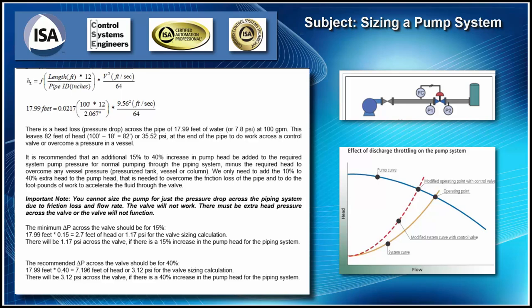Obviously this pump's a little big, but it may be for future expansion. You may be planning on adding some more to the system later on, so you may oversize your pump. You just have to burn up all that differential pressure across the valve until you add the addition to the system.